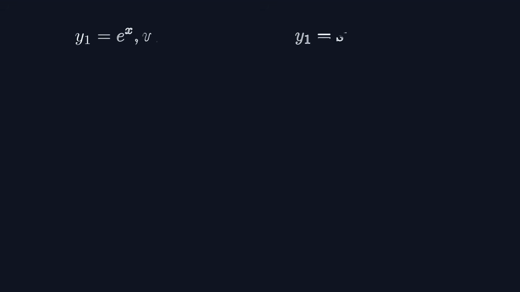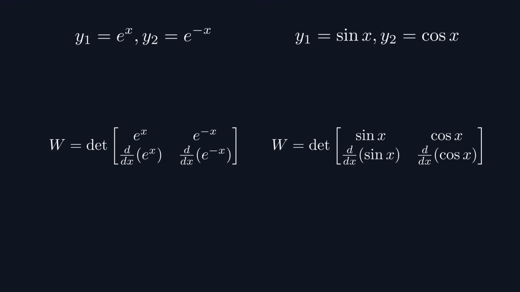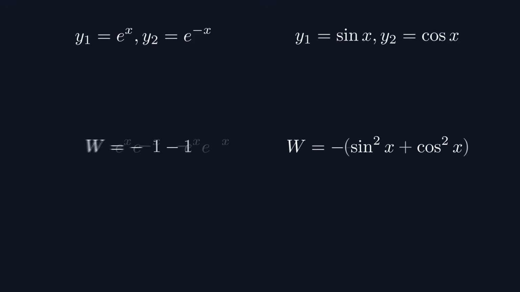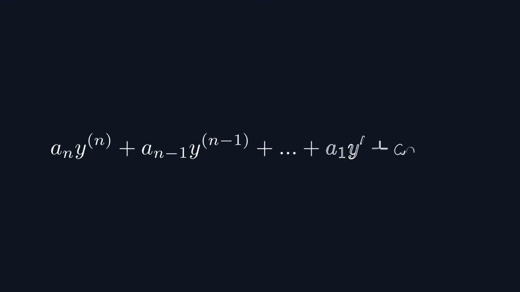Examples. Consider these two sets of solutions. Are these two sets linearly independent? Well, let's do some determinant calculations. We can see that both sets are indeed linearly independent, as the Wronskian does not equal 0. Let's now solve linear homogeneous ODEs with constant coefficients. We'll get back to the non-homogeneous case later.